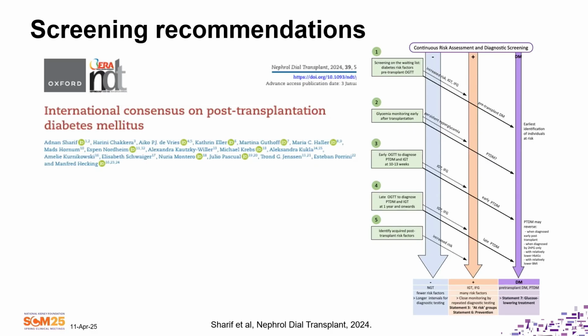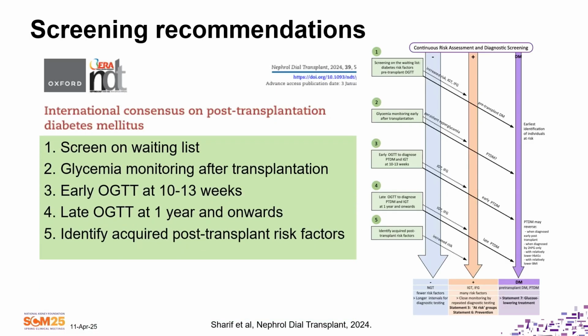And I'm just showing you a figure here from the paper. But what it essentially tells you is that you need to continuously risk assess and do diagnostic screening. And so what are the time intervals that you want to screen using an OGTT ideally? You screen on the wait list so that you can identify risk factors to curb the incidence of post-transplant diabetes. You want to check sugars immediately after transplant. You want to do an early OGTT at 10 to 13 weeks, a late OGTT at 1 year and onwards, and then of course identify acquired post-transplant risk factors.